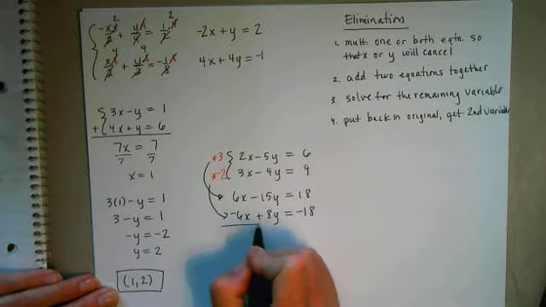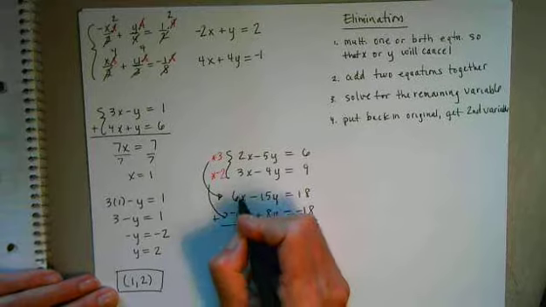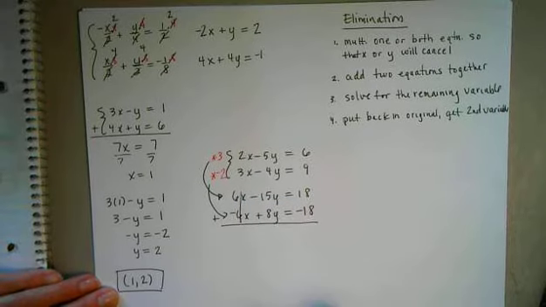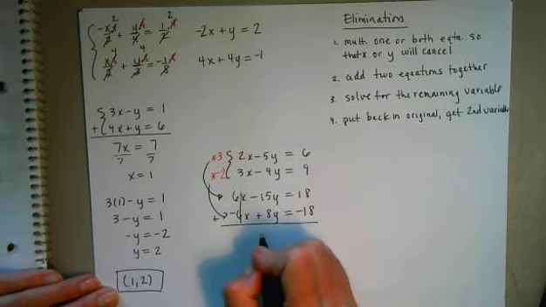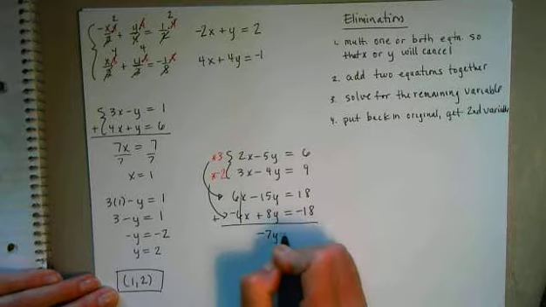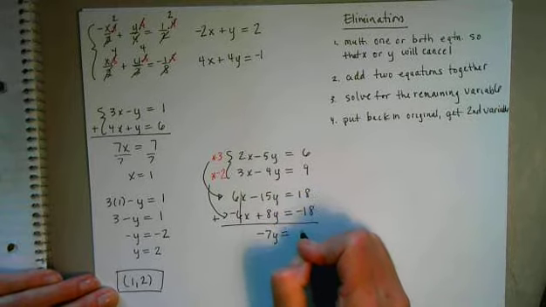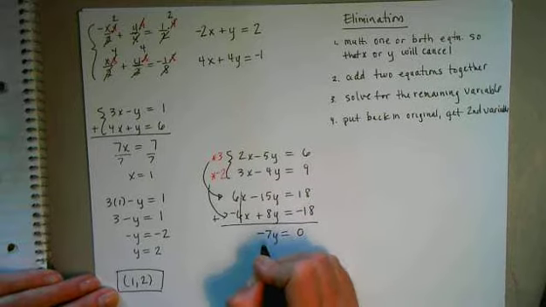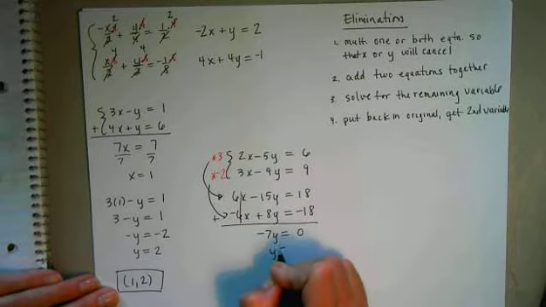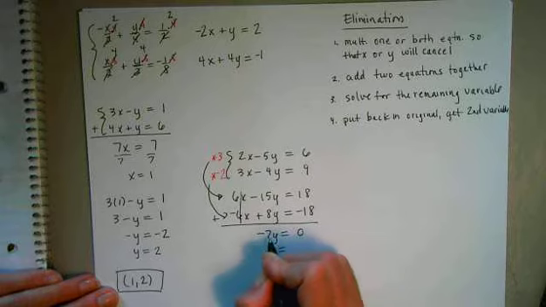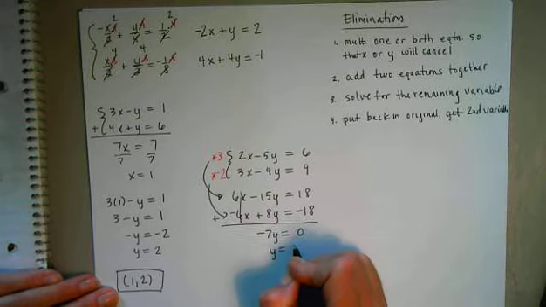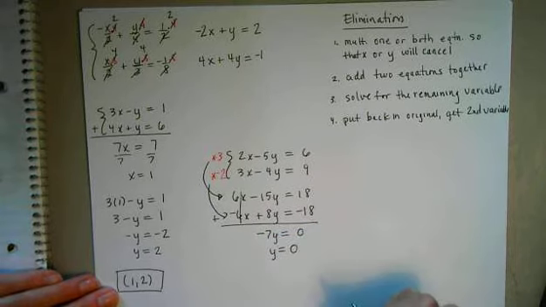So adding them up now, I see that my x's cancel, and that's what we wanted. So now I have negative 7y, and this just so happens to cancel. I'll be honest with you, that typically won't happen, but that's okay. We know that 0 divided by negative 7 is still 0, isn't it?